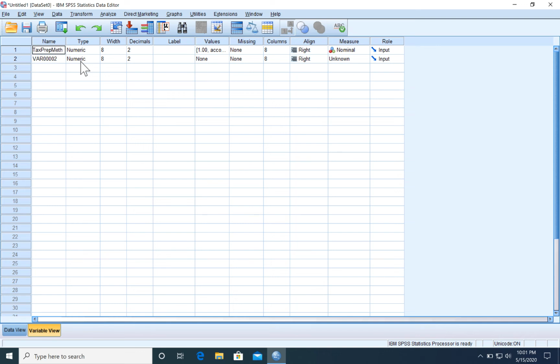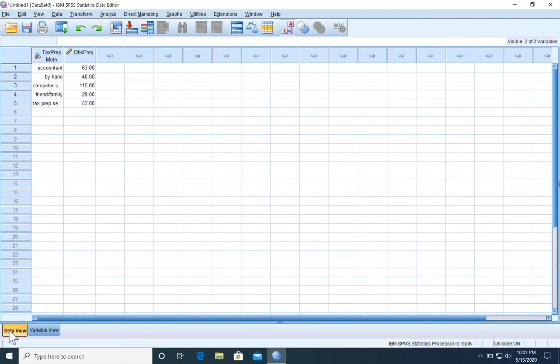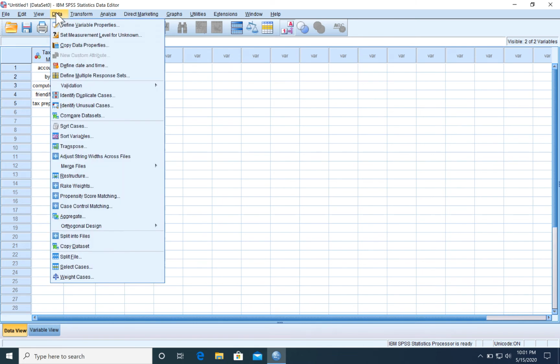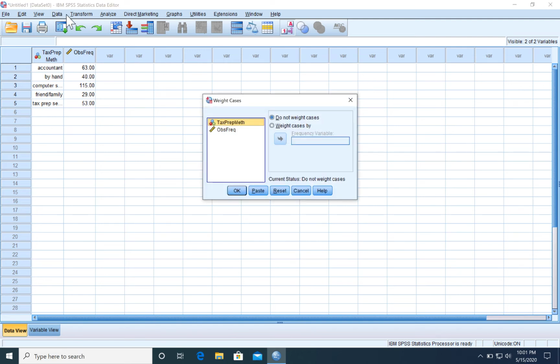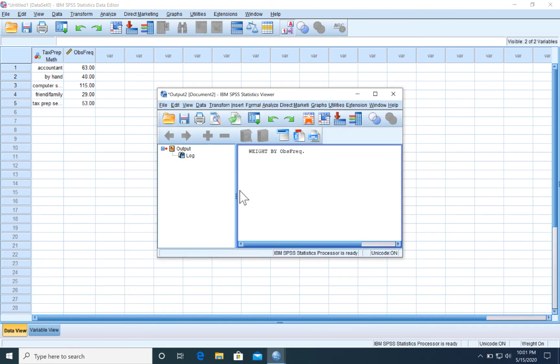Okay, maybe it might look awkward if it's too long. The observed frequencies is on the scale level of measure. And there it is, SPSS displays it perfectly. Now, just like when we had a uniform expected frequency distribution, we need to weigh the cases. Weight by cases, we'll put the observed frequency there. All right, SPSS is doing it for us.